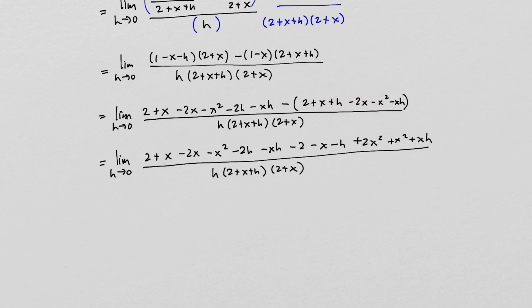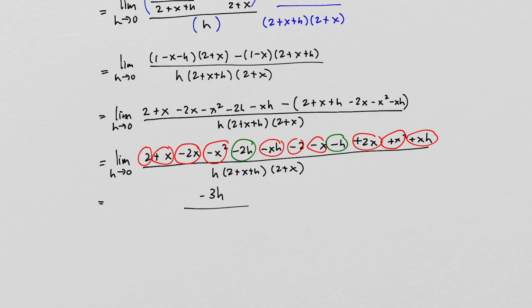And now I'm going to look for things that I can cancel. So let's see, we have a positive 2 and a negative 2. Those cancel out. Positive x and negative x. Negative 2x and positive 2x. Oops, this is incorrect here. Sorry. This is just a positive 2x right there. And then we have a negative x squared and a positive x squared and a negative xh and a positive xh. And so you can see that everything canceled on the top except for negative 2h and negative 1h, which makes negative 3h.